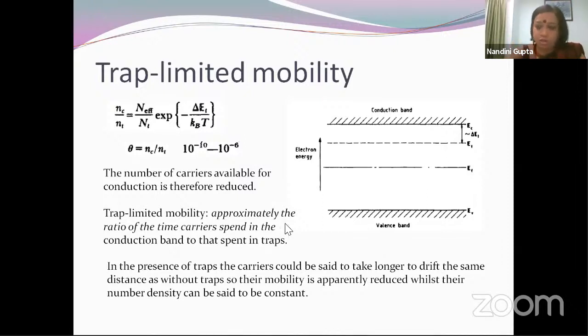But what we are talking about here is ET. ET is a trap level. Here I'm talking about a single trap level. You might have several trap levels, so there might be very many of these dashed lines. Look at this ET. The difference between EC and ET, which I have marked as delta ET, is a very small energy difference compared to the energy difference between EC and EV, which is of course the Fermi level.